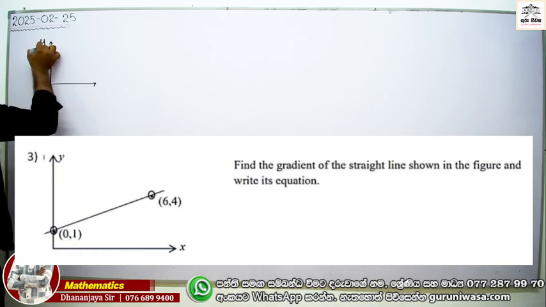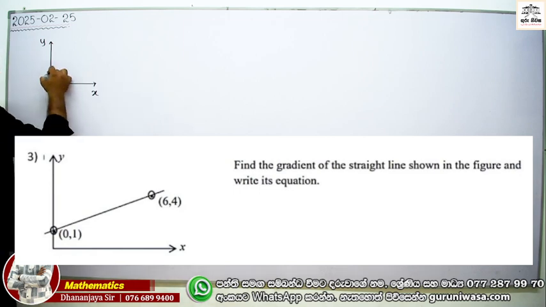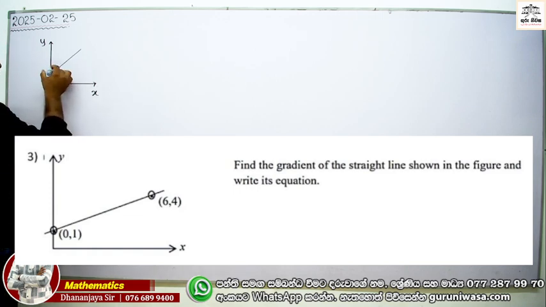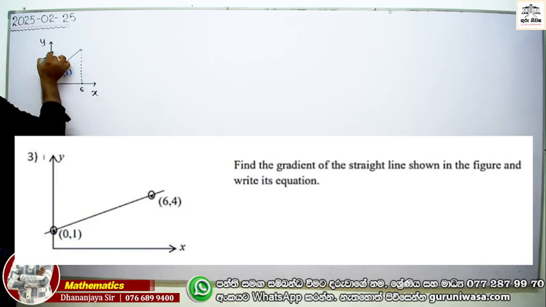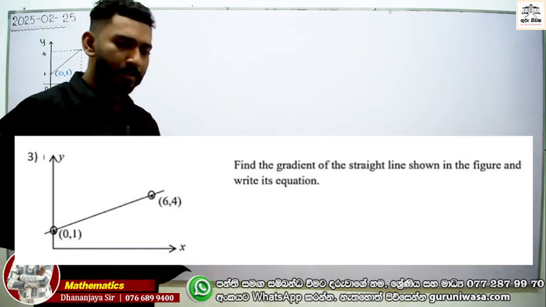This one is the y axis and this one becomes the x axis. This one is 0, 1. The coordinate is directly given here. This one is 1, this one is 0. The coordinate of this point becomes 0, 1. And the next one is 6, and this one is 4. The coordinate of this point becomes 6, 4. Both are given.